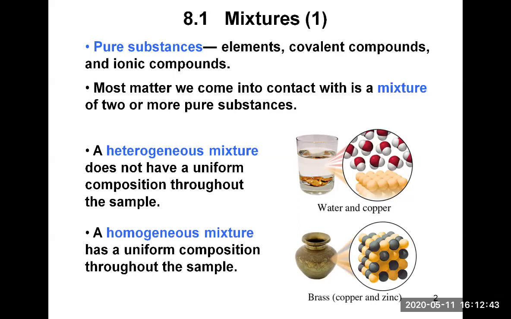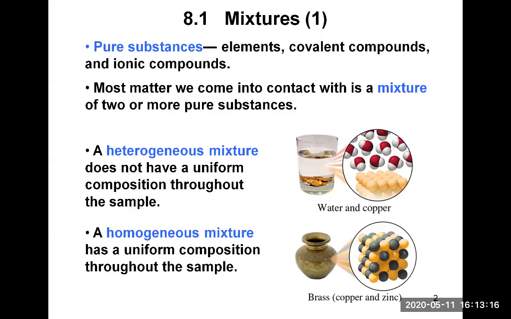A homogeneous mixture has a uniform composition throughout the sample, and because of that, it looks like one substance, but you know it's made of more than one substance, so that's how you can classify it as a homogeneous mixture. Brass, for example, is a homogeneous mixture that is a solid mixture of two types of metals, copper and zinc, mixed at the atomic level, but not bonded together.